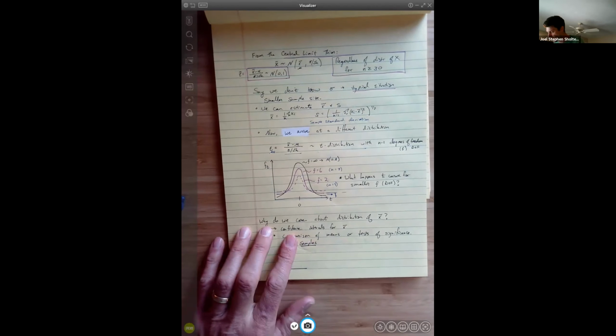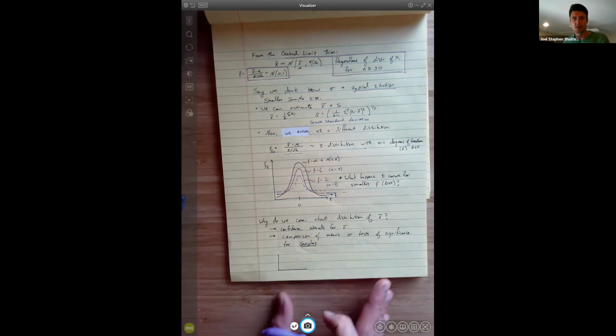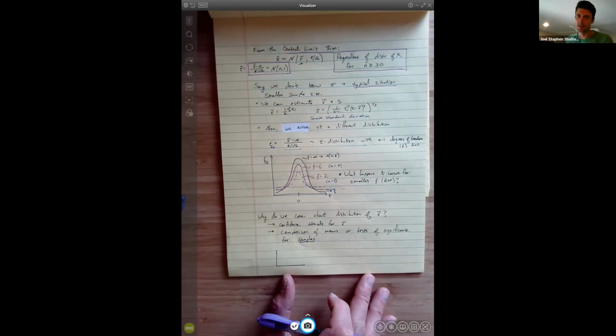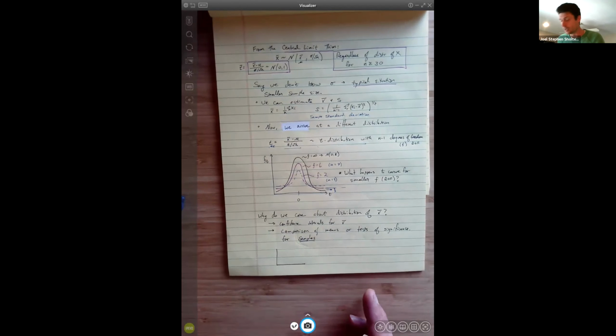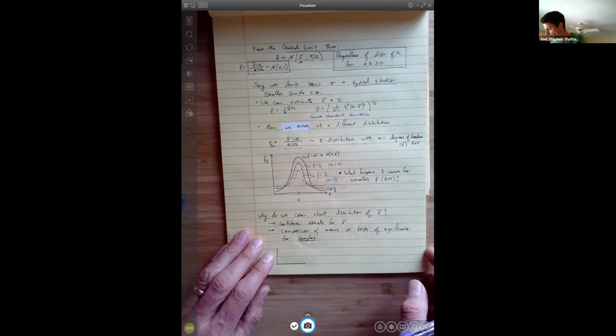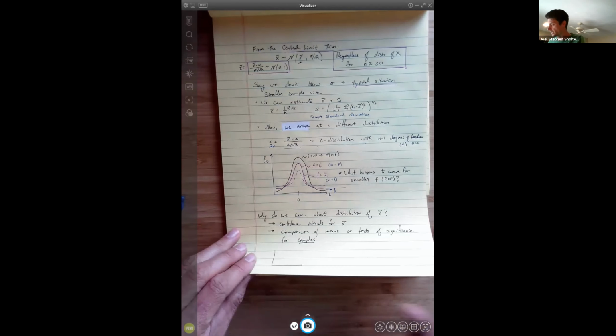Okay, so I think I covered why we care about the distribution of X bar, the sample mean, because we can calculate confidence intervals. What does that mean? We'll talk about that on Thursday. I just want to introduce other concepts now, and then we'll get into actually applying it. And then we can also compare means and stuff like that together.